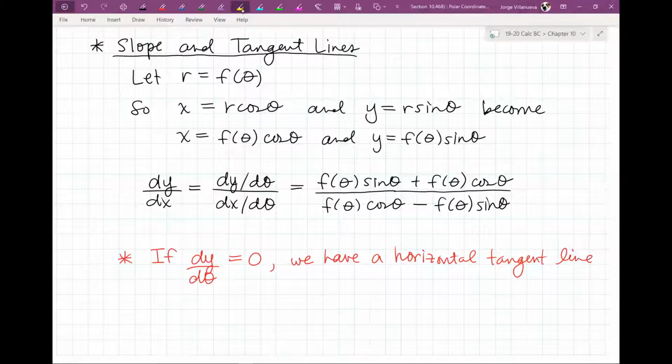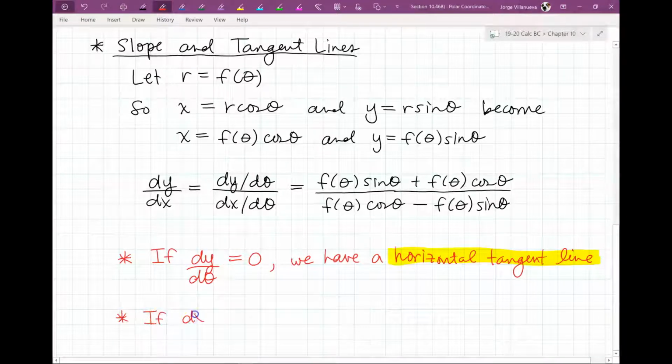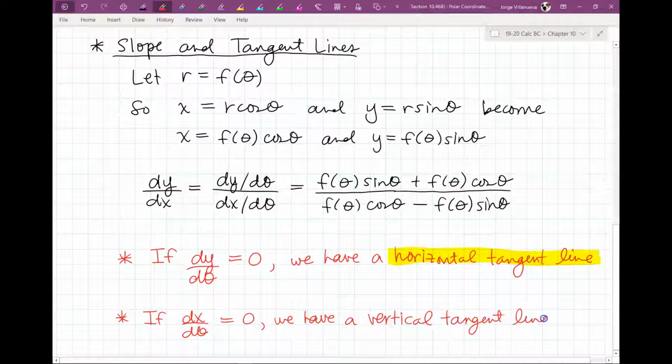So let's kind of highlight this because this is important for you guys to be aware of. Okay, if dx d theta is equal to 0, we have a vertical tangent line. So let me highlight that there.